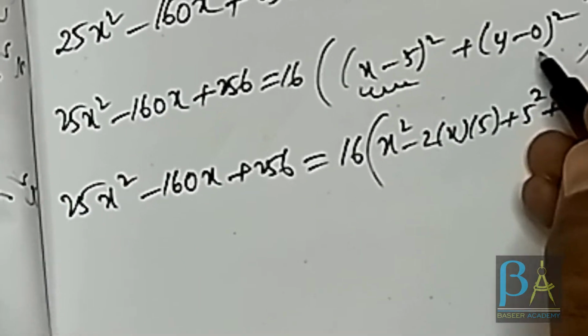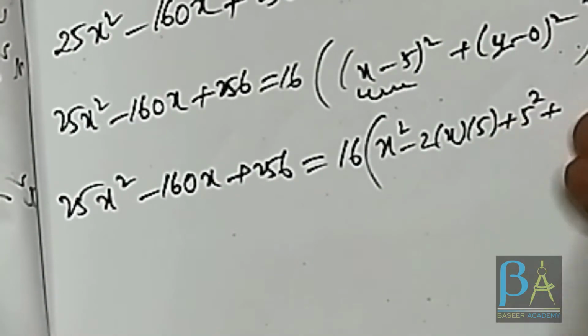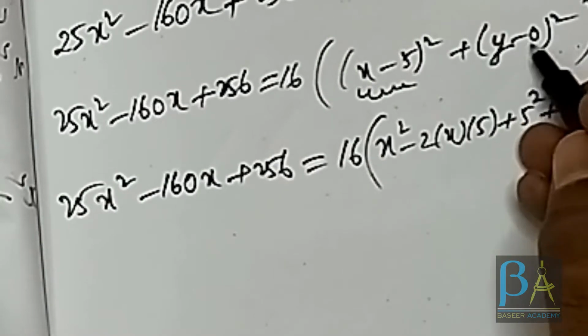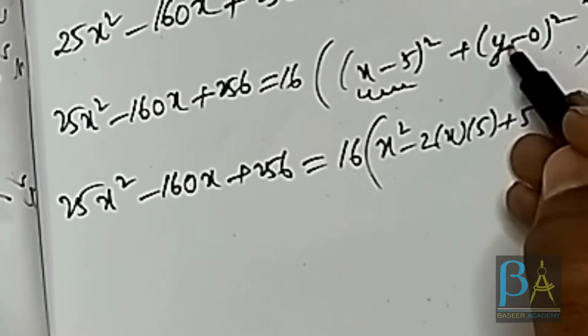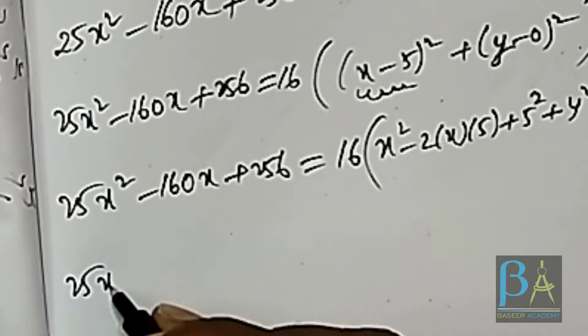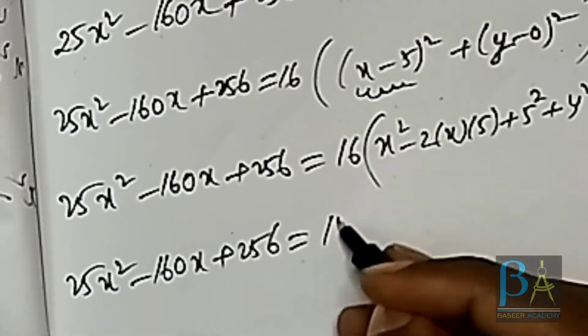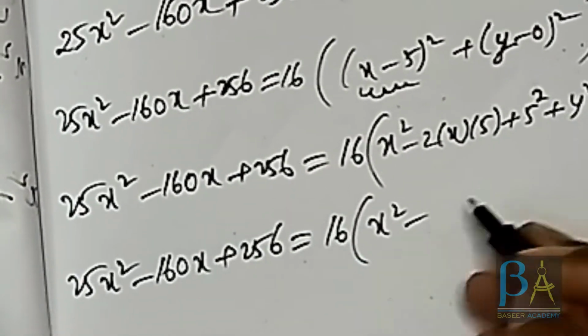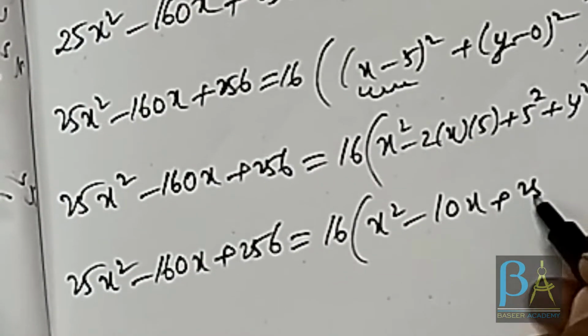Y minus 0 is nothing but y itself, because when you subtract 0, you are practically not subtracting anything. So y remains as it is, y square. Now 25x square minus 160x plus 256 is going to be 16 into x square minus 2 into 5 is 10, 10 into x is 10x, 5 square is 5 into 5, 25.